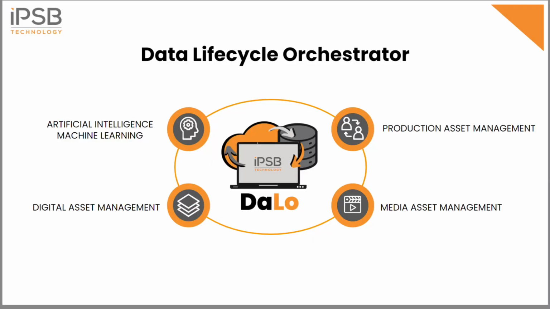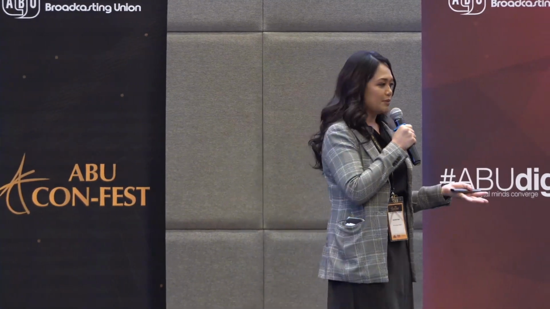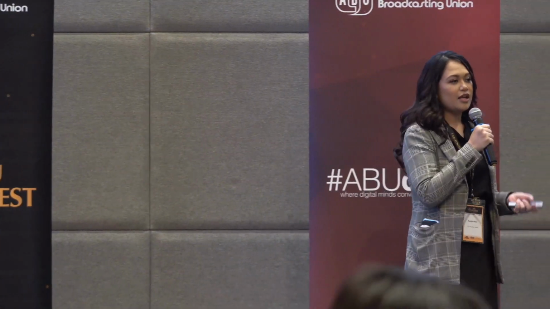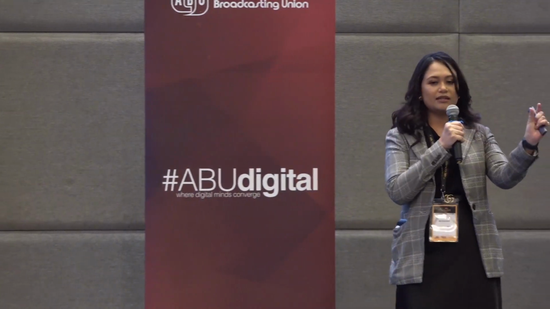I think any of you in this room will have similar issues, right? So this is where we come up with a total data lifecycle orchestrator. From production asset management, where you do collaborative editing, to media asset management, where you have your catalog management, to digital asset management, where you have your posters, your script and things like that to support your asset. And obviously with AI and machine learning, we help to accelerate those processes in terms of searching. For example, you have years and years of content, and you want to find that specific time code and timeline in your asset.